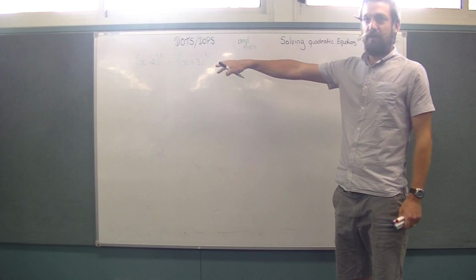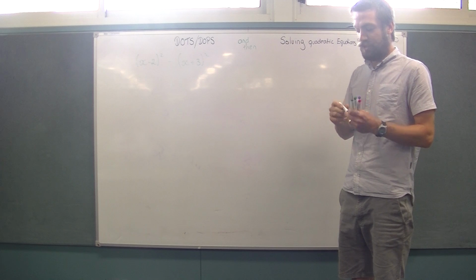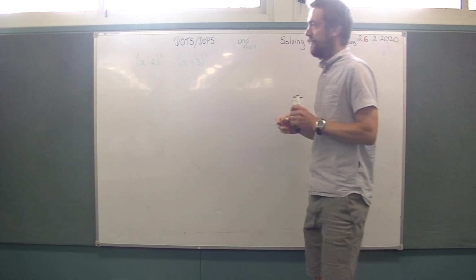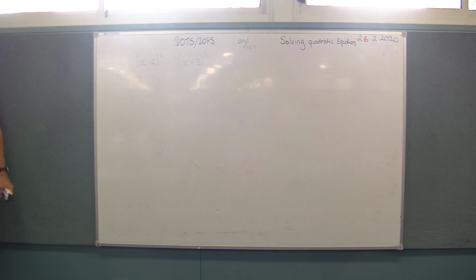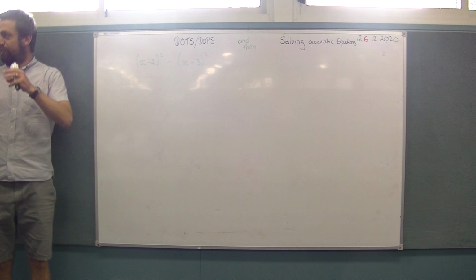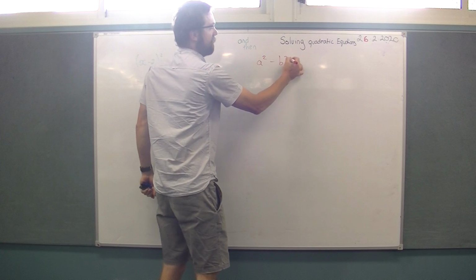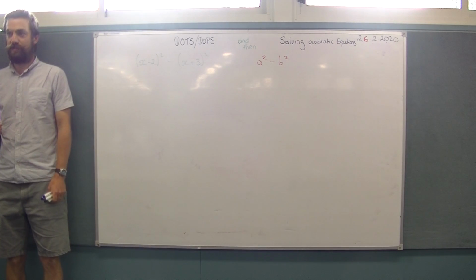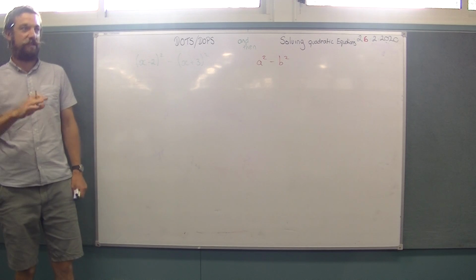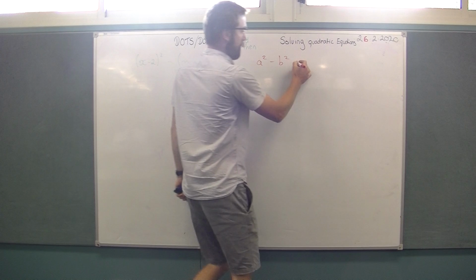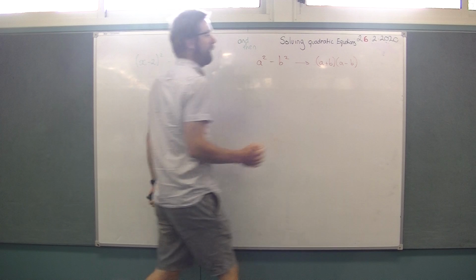So, a way of dealing with these is to use substitution, which you might think makes it more complicated, but just bear with me, give it a go. What's our rule for difference of perfect squares, or difference of two squares? What would a squared minus b squared factorise into? No, that's the expanded form. What does it factorise into? A plus b times a minus b. A plus b bracket a minus b, yeah?